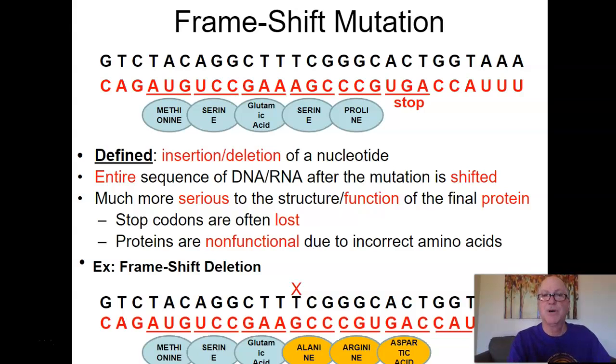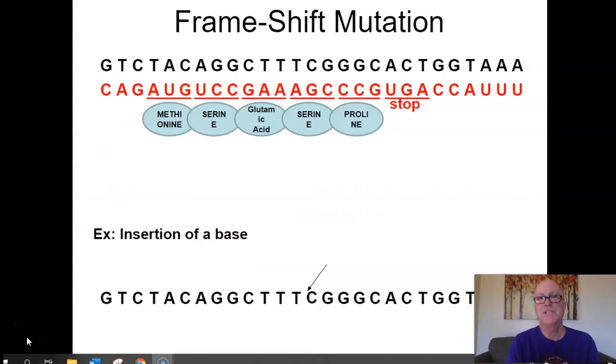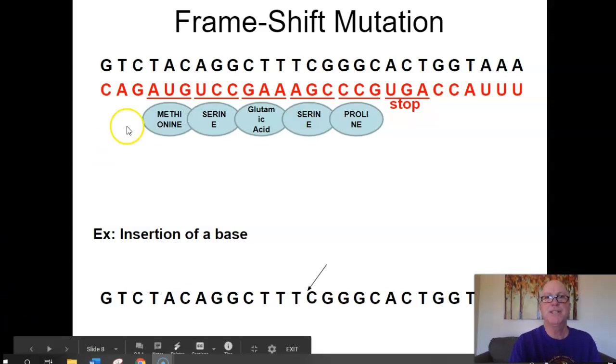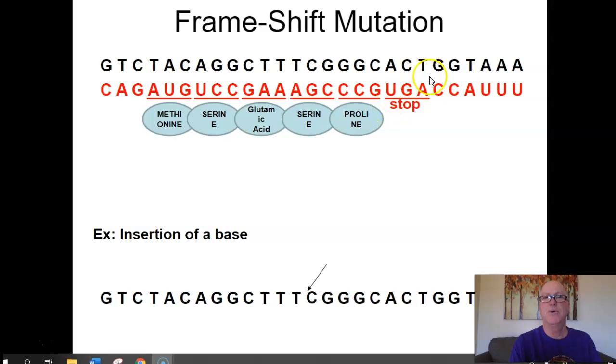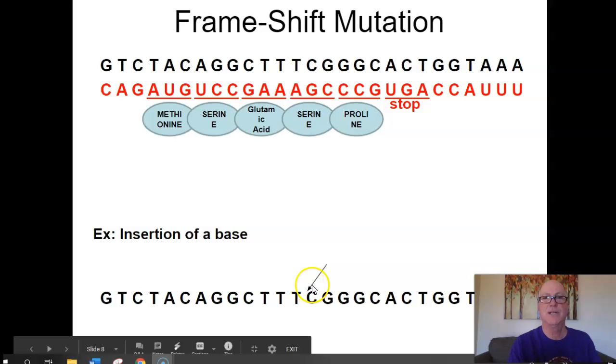So everything is wrong. Even the stop codon is gone here. Now, one other kind of frame shift mutation is when a base gets inserted incorrectly. So once again, this was our normal gene producing a normal protein. And what I did was insert a base right in here. Right here, we're going to see a base get inserted.